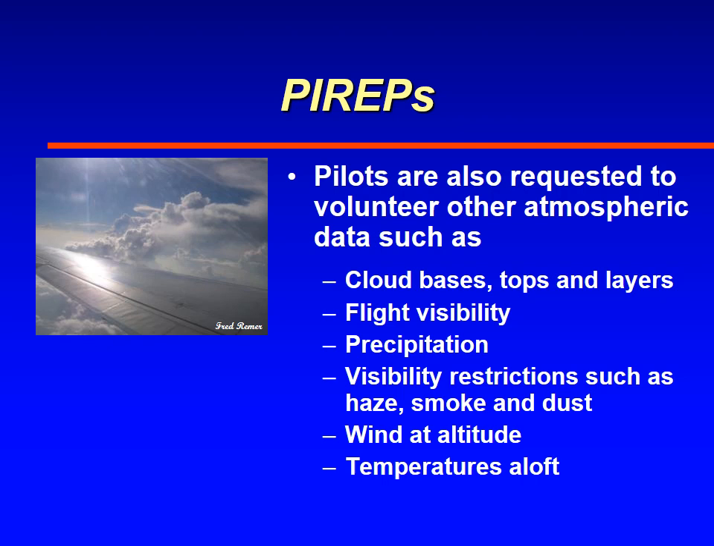Things like cloud bases, cloud tops. A lot of times when you're climbing out from an airport, air traffic control will ask just so that they can pass along the information of cloud bases and cloud tops. But also, visibility. If you see any precipitation while you're flying along, you can report that. Any restrictions to visibility, such as haze, smoke, or dust.